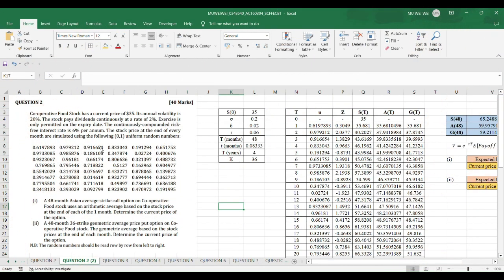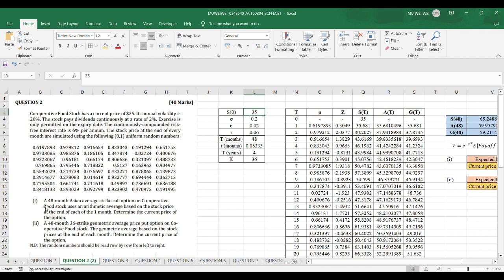We start off by writing down the information that is given by the question. The current price of $35 means S0 equals 35, and volatility 20% means that sigma equals 0.2. Pays dividends continuously at a rate of 2%, so delta equals 0.02. The continuously compounded risk-free interest rate is 6%, which means r equals 0.06.